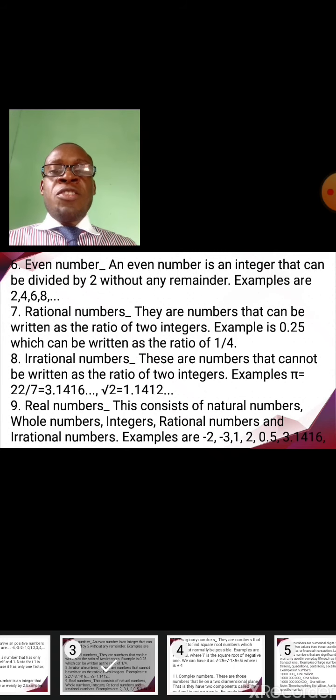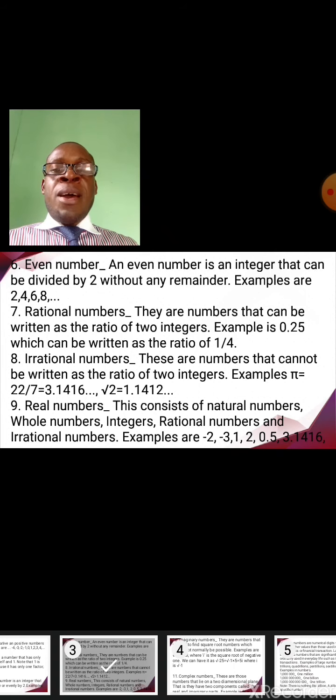The next is number 7, rational numbers. Rational numbers are numbers that can be written as the ratio of 2 integers. An example is 0.25, which can be written as the ratio 1/4. That's a rational number, a number that is specific.